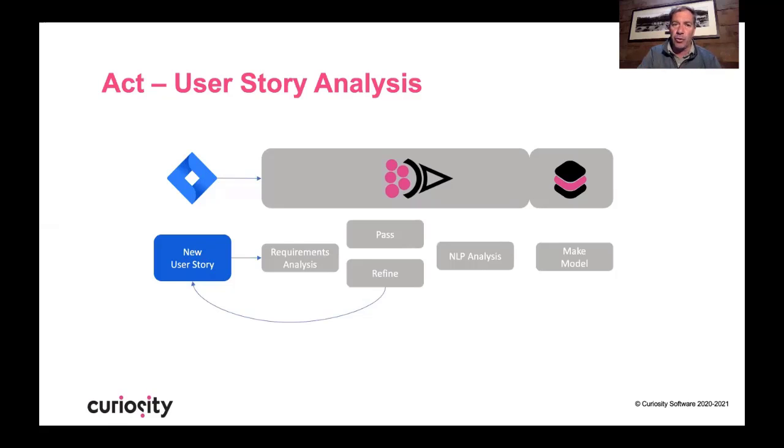Now, here's an ACT user story. This one is predicated on doing a requirements analysis. So a new user story lands in Jira. Essentially, we kick off an automated requirement analysis. The automated requirement analysis then gives us a pass or a notification to refine, which pushes the requirement back to Jira to say it's not accepted. A passed user requirement would then use natural language processing and inject all the fields or components into the model in order for us to advance the construction of testing.